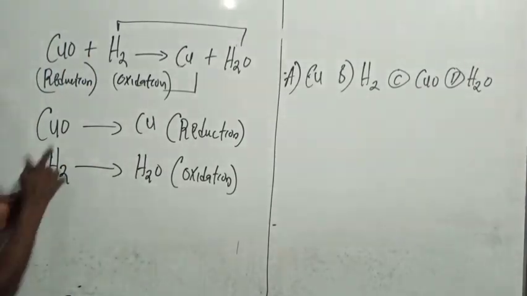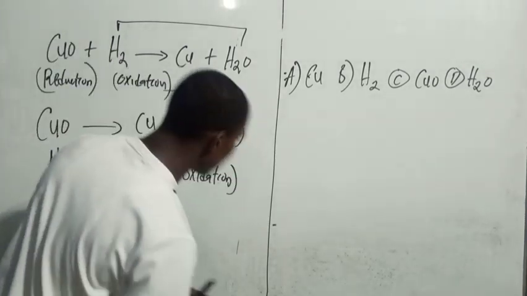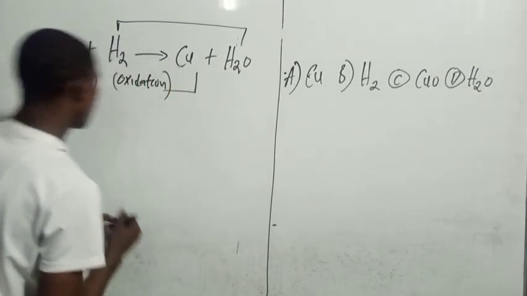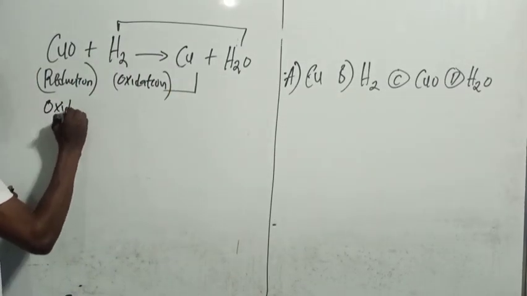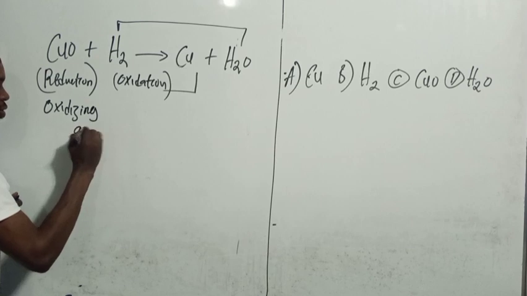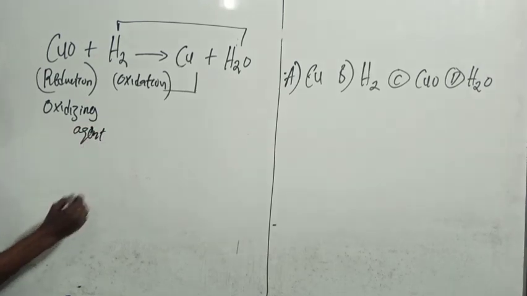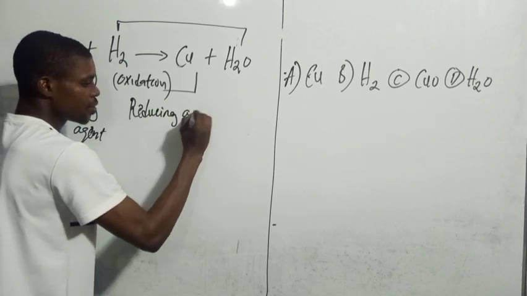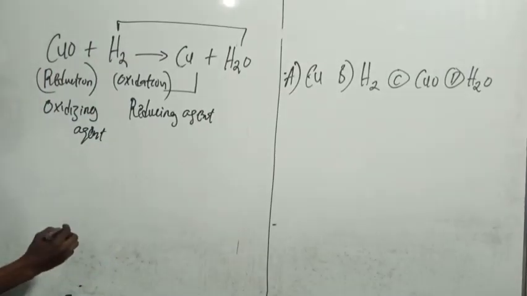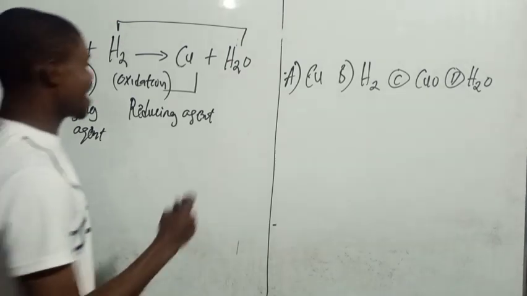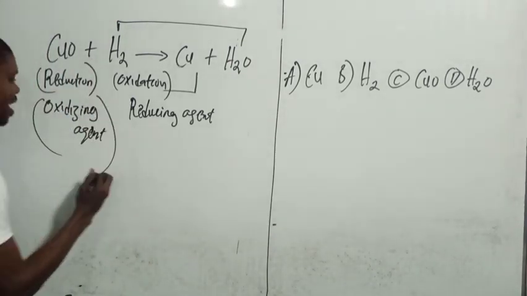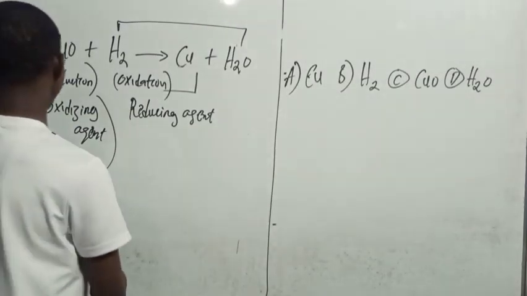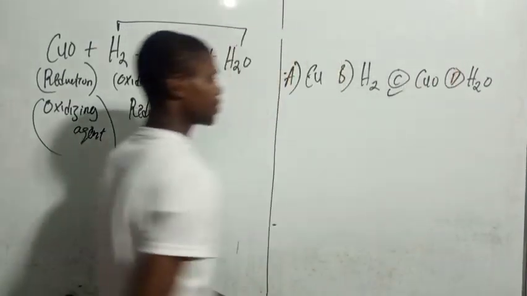My oxidizing agent is copper 2 oxide. So here we have the oxidizing agent, and here the reducing agent. Because they specifically asked for the oxidizing agent, what would be the answer? The answer is C.